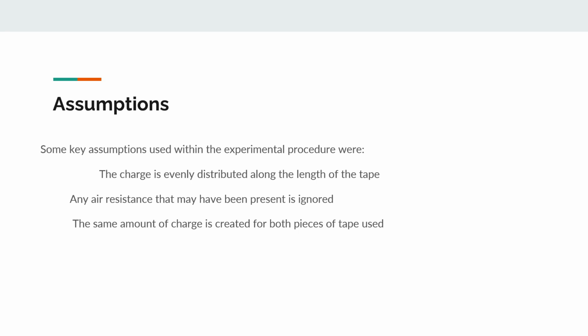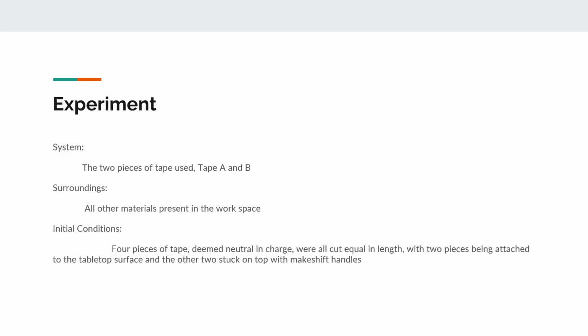Some key assumptions used were that the charge was evenly distributed along the length of the tape and that any air resistance was ignored. In this experiment, the system was the two pieces of tape used, and the surroundings included all other materials present in the work, along with some initial conditions.